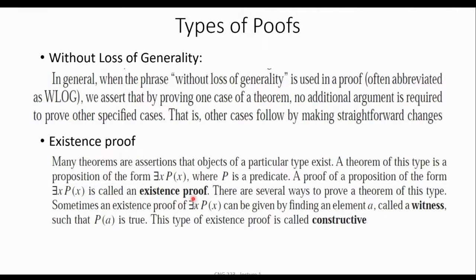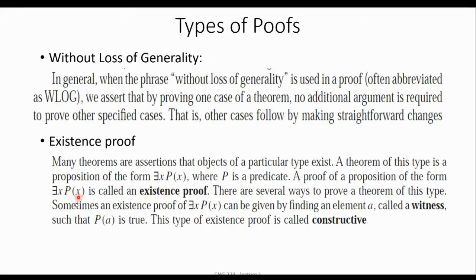And we have another one named existence proof. So let's read this one. Many theorems are assertions that objects of a particular type exist. A theorem of this type is a proposition of the form there exists x P(x), where P is a predicate, and a proof of a proposition of the form there exists x P(x) is called an existence proof. So in that scenario, we are looking just for the existence of one element inside that function. And this is very easy to find. So this kind of proof is pretty easy if we can use it.